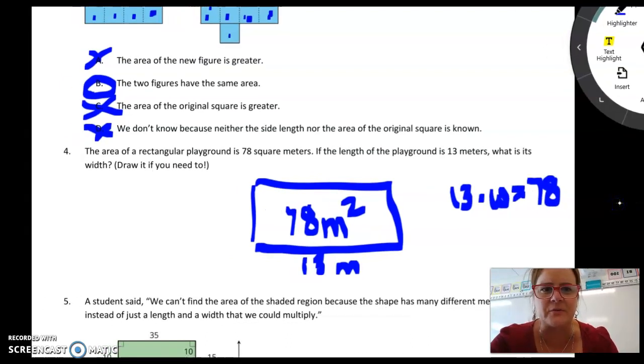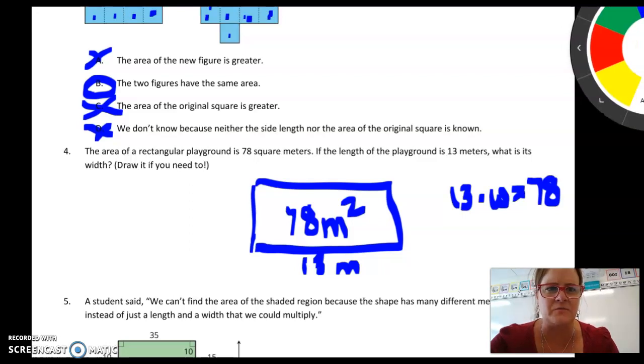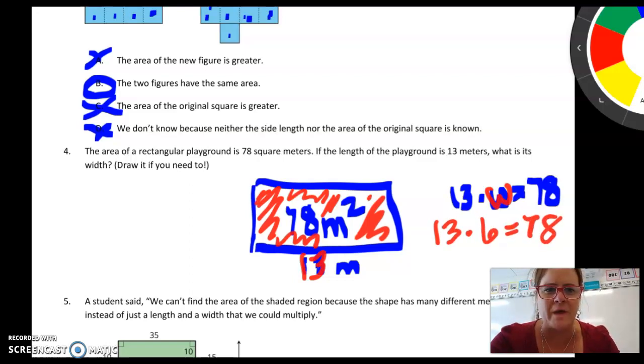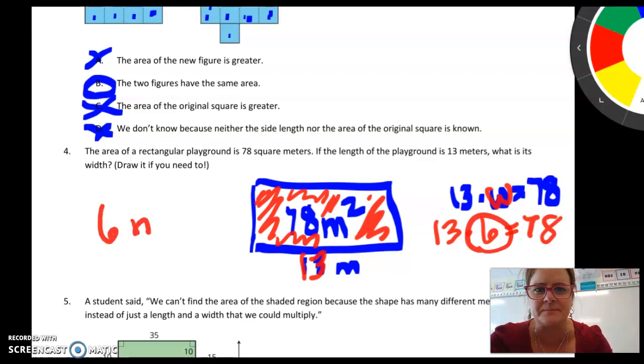All right, number 4, the area of a rectangular playground is 78 square meters. And if the length of the playground is 13 meters, what is the width? So I drew the playground here. You can see that I put 78 inside because that is the area, 78 square meters. That's the area of the playground. This side of the playground, the longer side, is 13 meters. And so here's what I'm trying to figure out: 13 times what number is 78? And I know that 13 times 6 is 78. So the width must be 6 meters.